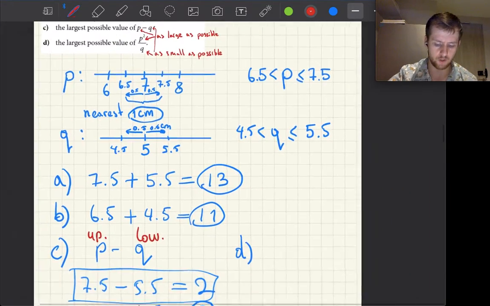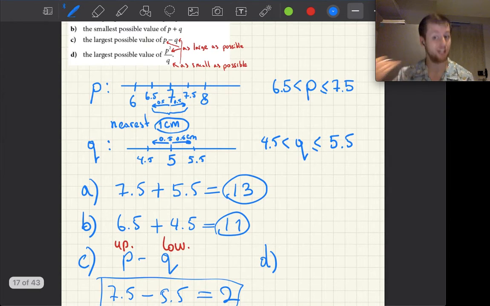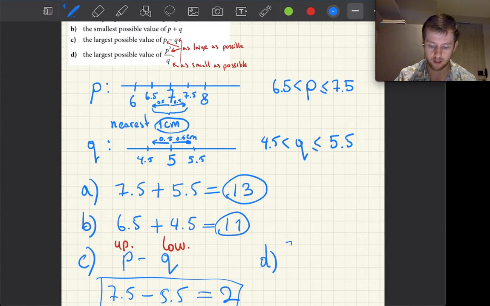Okay, so saying that, what we have to do is make P squared as large as possible. So we take the upper bound for the value of P and we square it. Q has to be as small as possible, so we take the lower bound. So we're going to get 7.5 squared divided by 4.5.